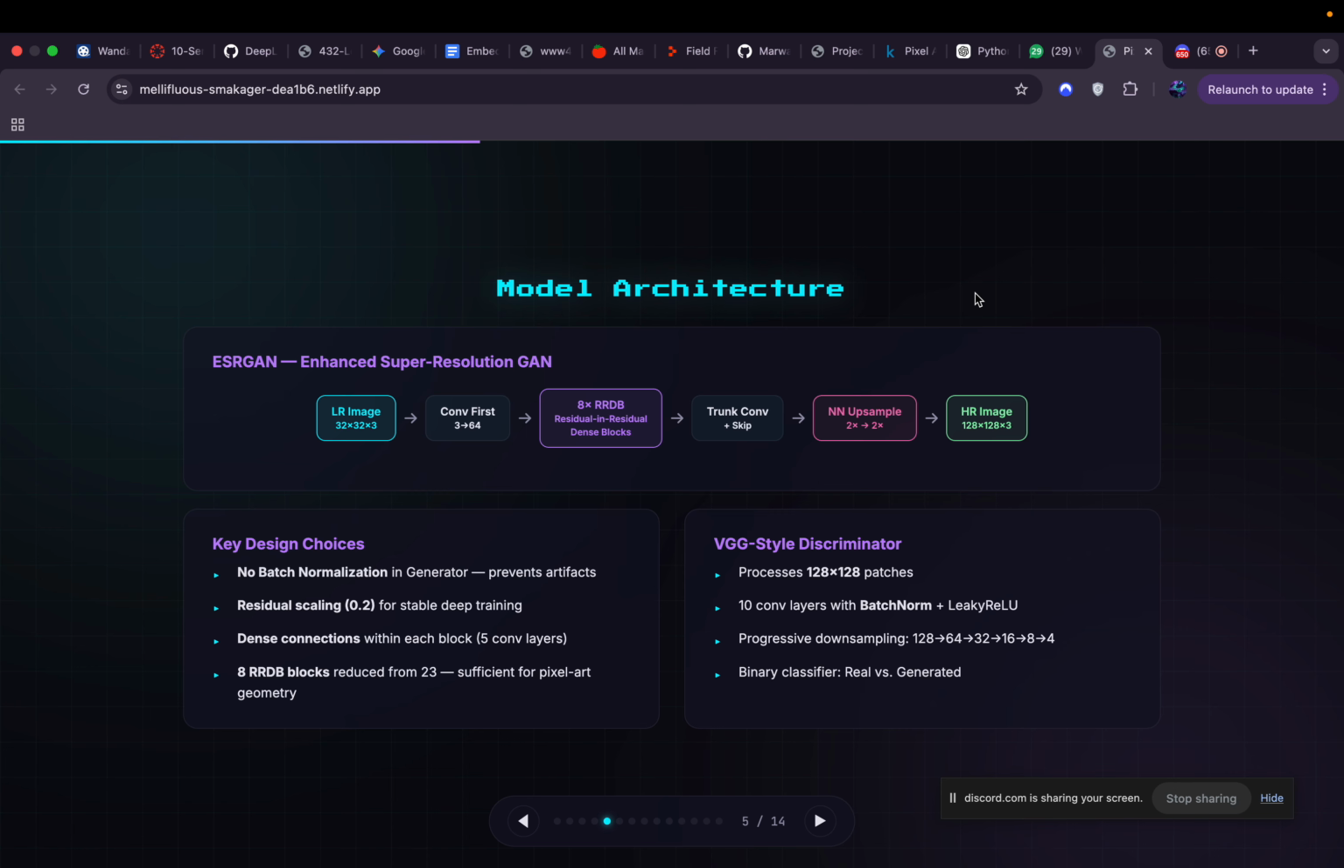Two important design choices: no batch normalization in the generator to prevent artifacts, and residual scaling of 0.2 for stable training. Each RRDB block contains 3 residual dense blocks, each with 5 convolutional layers densely connected. The discriminator is a standard VGG-style classifier with batch norm that progressively downsamples from 128 down to 4 and outputs a real/fake prediction. Next.